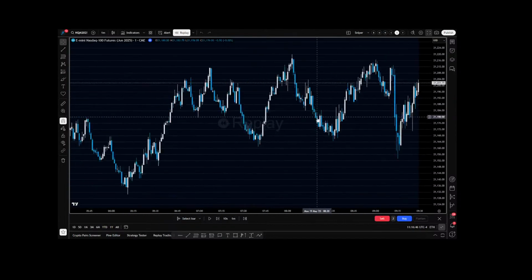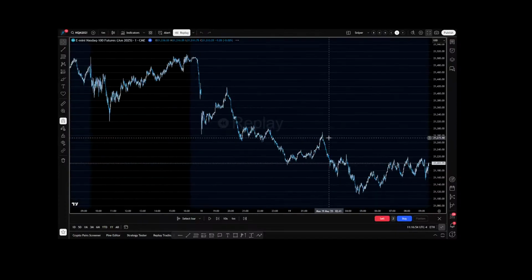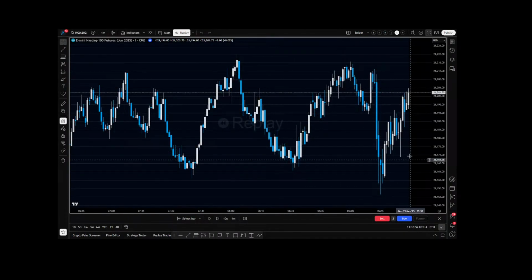So we're going to backtest last week's price action, from Monday the 19th to Friday the 23rd, starting at Monday, 9:30 Eastern. This chart is in Eastern Standard Time, so an hour ahead for us.